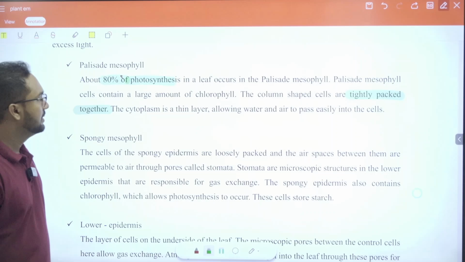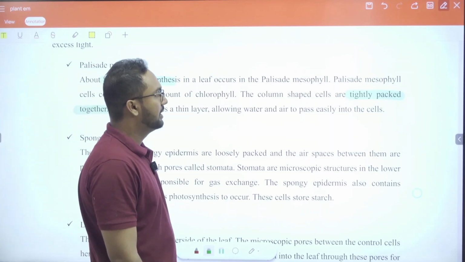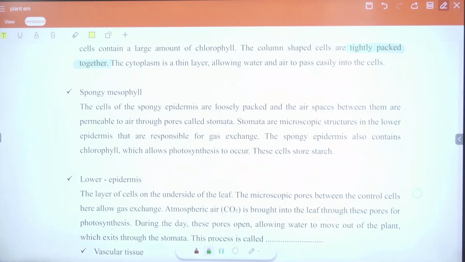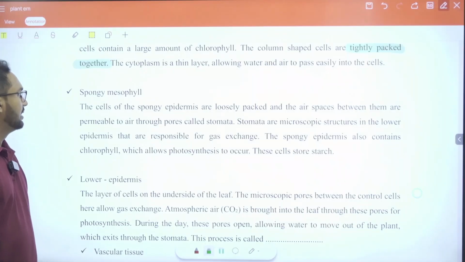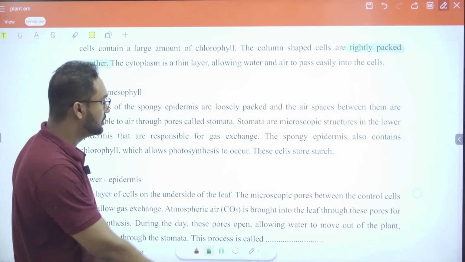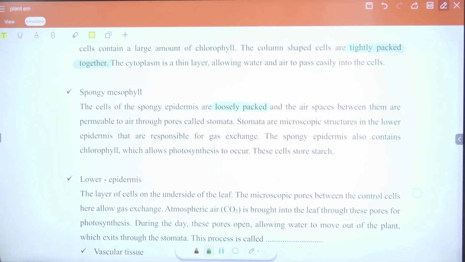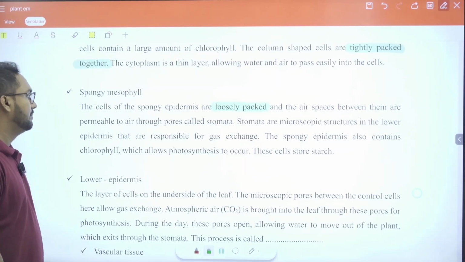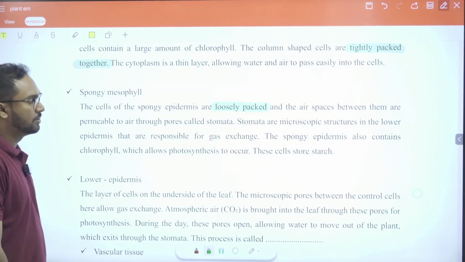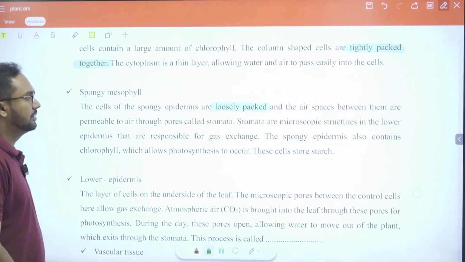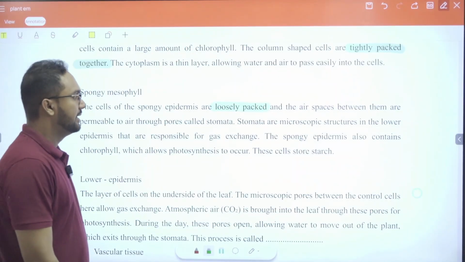The cytoplasm is a thin layer allowing water and air to pass easily into the cells. Then the spongy mesophyll: the cells of the spongy layer are loosely packed, not tightly packed, and the air spaces between them are permeable to air through a process called stomata action, where they take the atmospheric air inside.